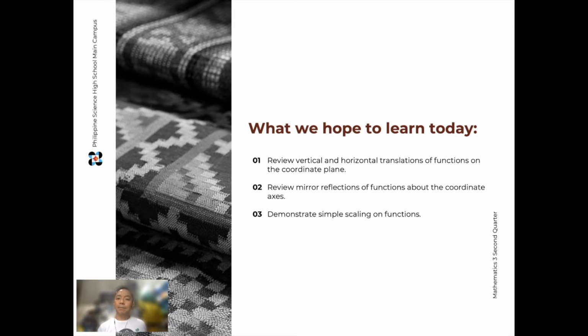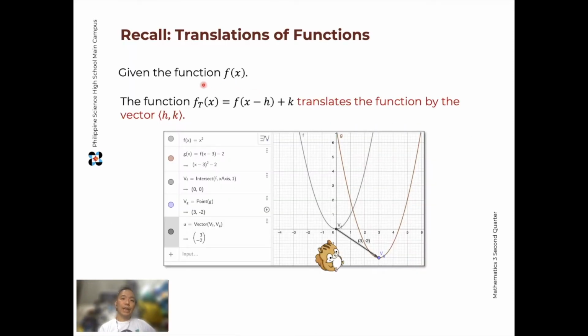So, yung gusto nating babalikan ngayon ay una, review natin yung vertical and horizontal translations ng functions sa Cartesian plane. Tapos pangalawa, review ulit natin paano mag-reflect along the y-axis and along the x-axis. And I think maybe something a bit new, we'll demonstrate simple scaling sa functions, like we'll scale it by a factor of k. So let's say we have a function f of x.